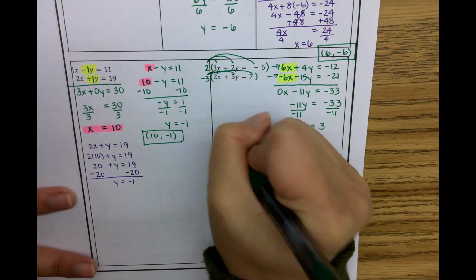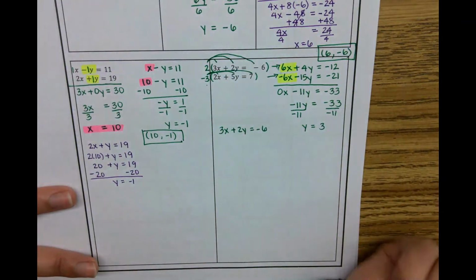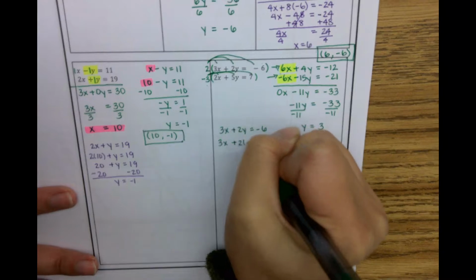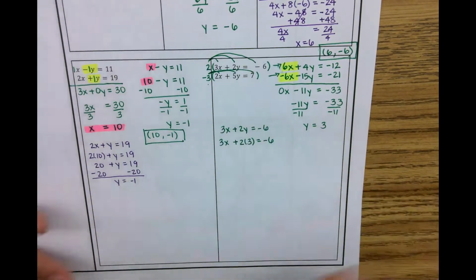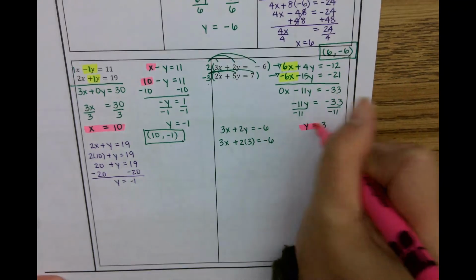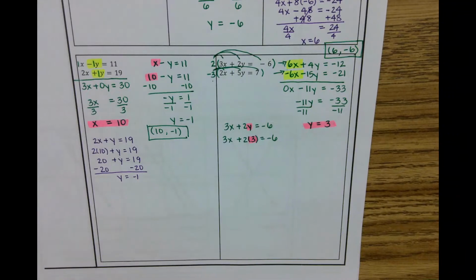So since I had 3x plus 2y equals negative 6, now that I know y equals 3, I can plug it back in and solve. So since I know y equals 3, I choose to plug it into the first one. You could choose to do it in the second one. We should still get the same thing.